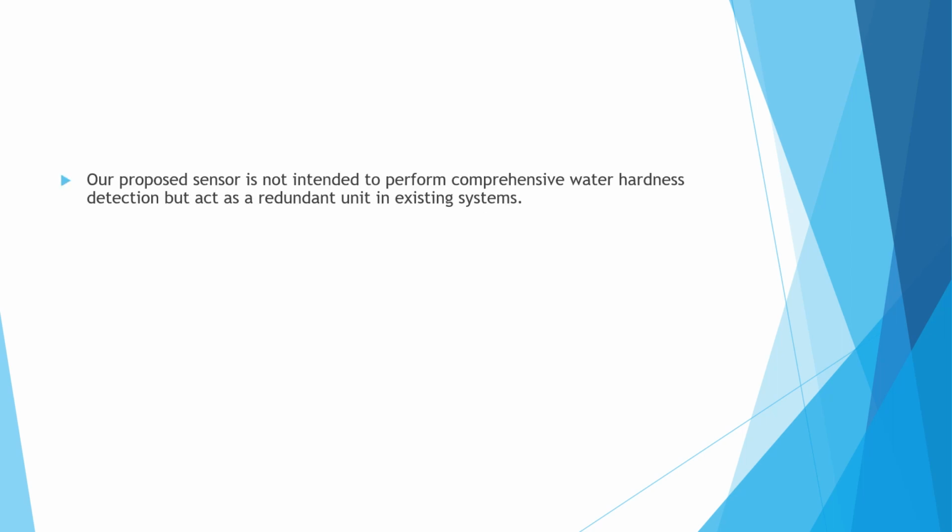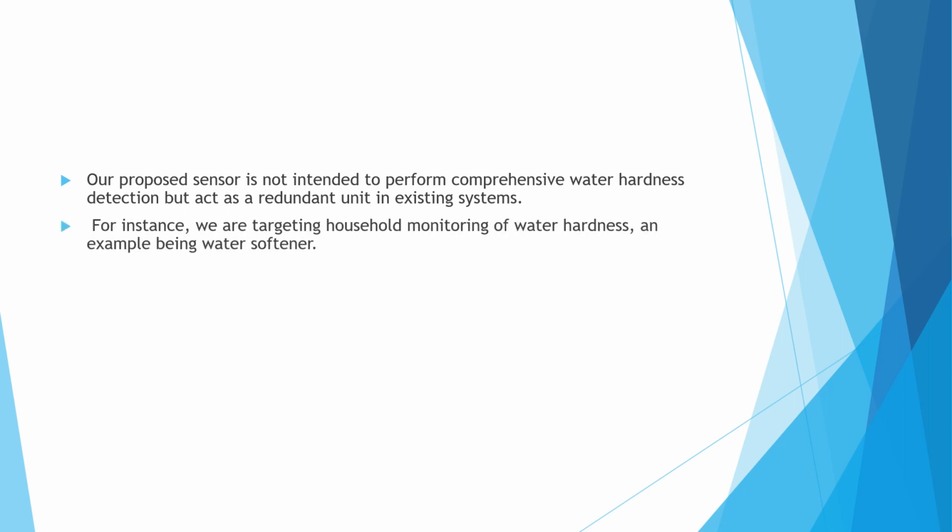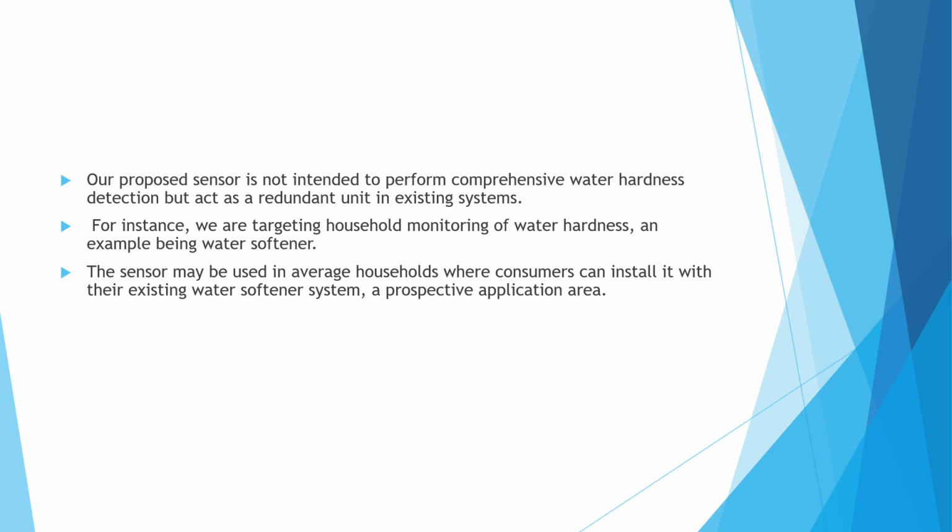Our proposed sensor is not intended to perform comprehensive water hardness detection but to act as a redundant unit in existing systems. For instance, we are targeting an example like a water softener. The sensor may be used in average households where consumers can install it with their existing water softener system, a protective application area.